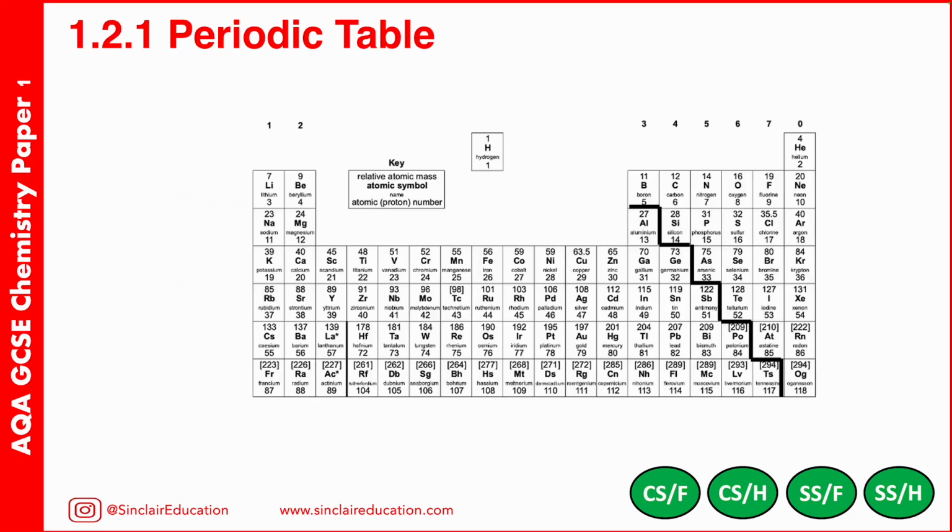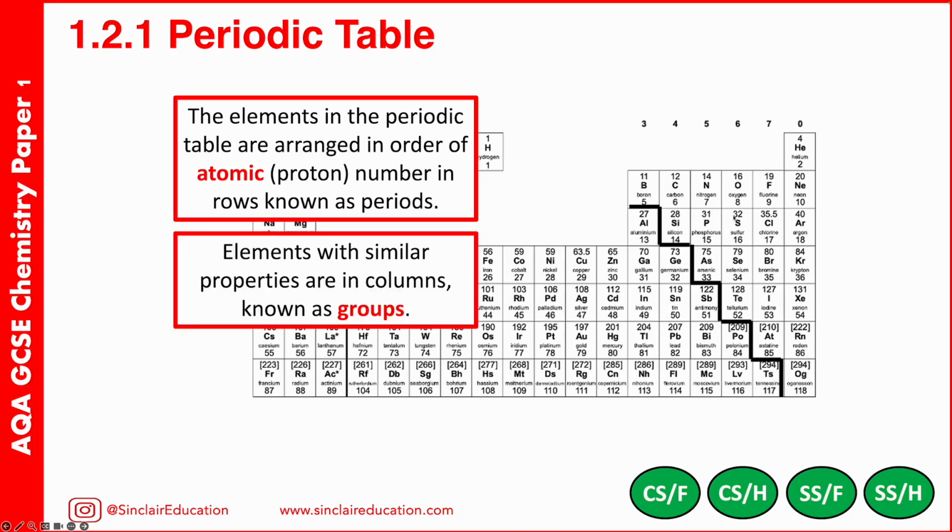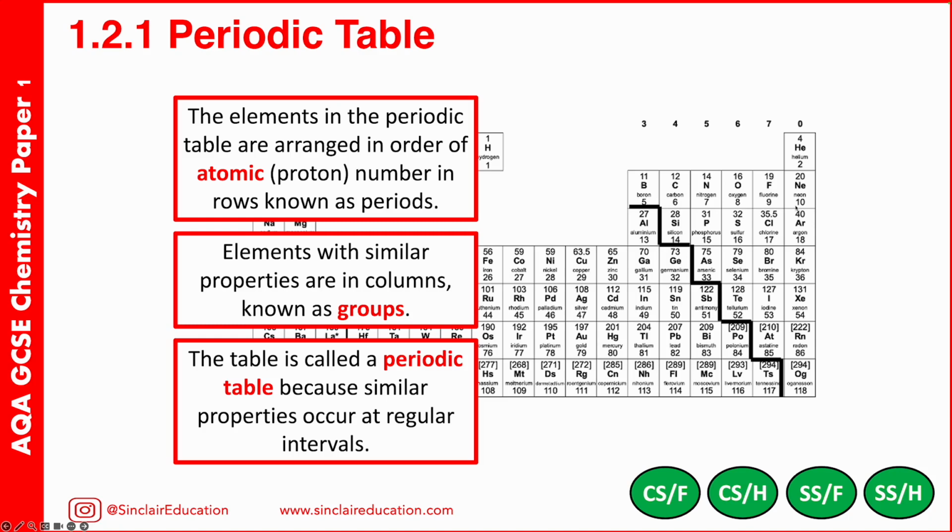Moving on to the periodic table. This shows us all of the elements that exist, and elements today on the periodic table are arranged in atomic number. So if we notice, it's going 5, 6, 7, 8, 9, 10. So we're increasing by 1. Each of these has 1 more proton than the one before it. Now, elements with similar properties are found in columns together, and these are known as groups. And it's called a periodic table because we do see similar properties occurring in regular patterns.